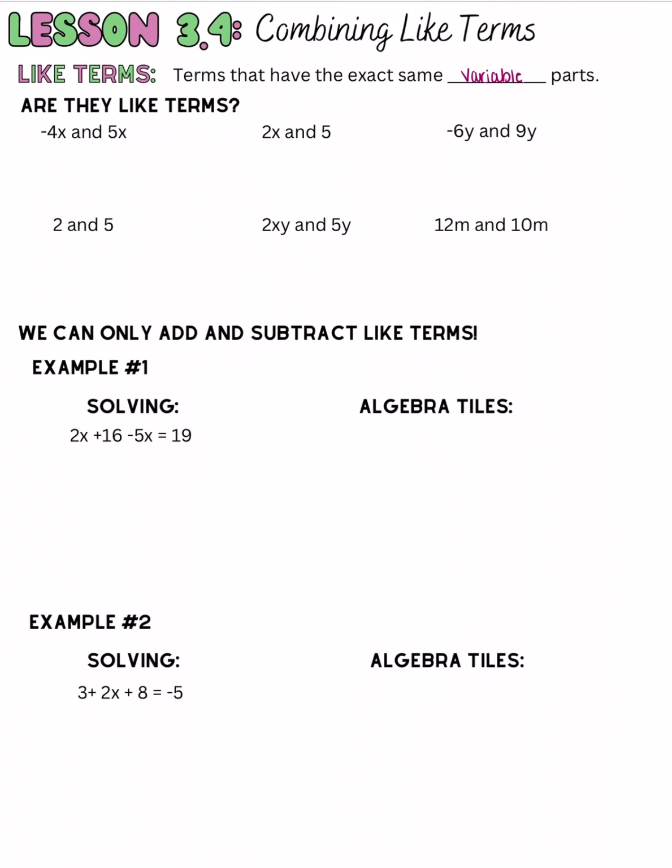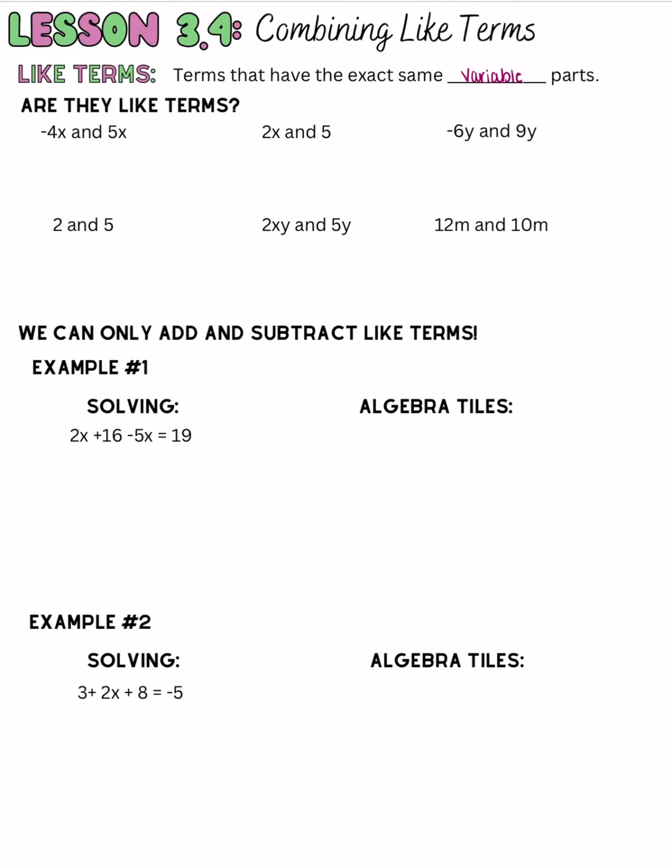Think about it like a banana and an apple. You cannot combine bananas and apples to make a banapple, like a physical fruit. That is just not going to happen. So we can't combine things in algebra that are not alike. They have to have the exact same variable part.